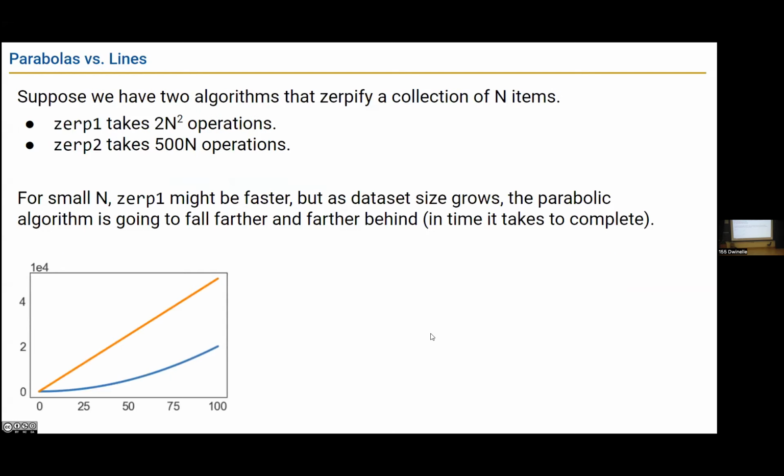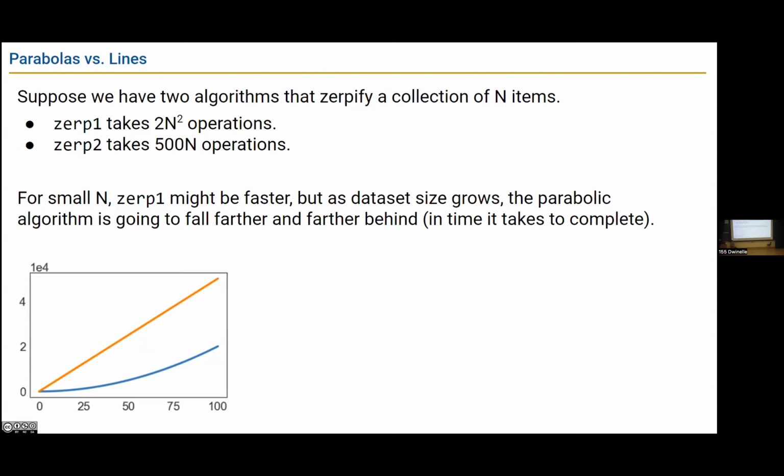To show this, let's look at an example here. Let's imagine that we have two functions that do the same thing. One of them takes 2n squared time to run. The other one takes 500n time to run. So if n was, let's say, 5, ZIRP2 is 500 times 5, that's 2,500 units of time. ZIRP1 is 2n squared, that's 2 times 5 squared, that's 50 operations. So which is better, ZIRP1 or ZIRP2?